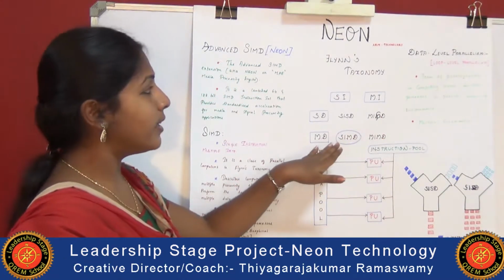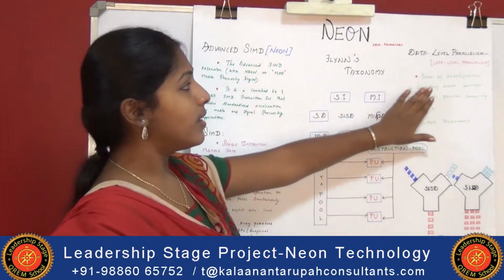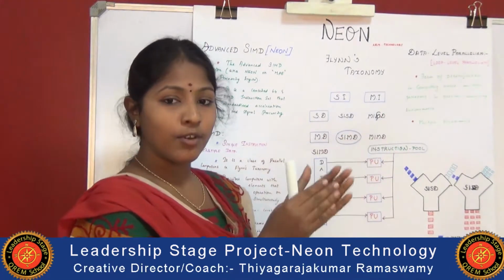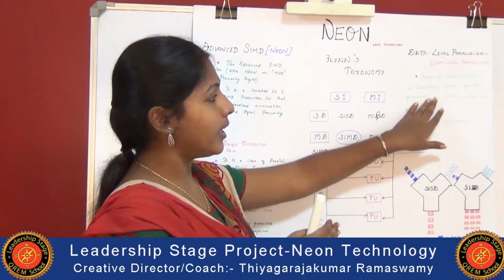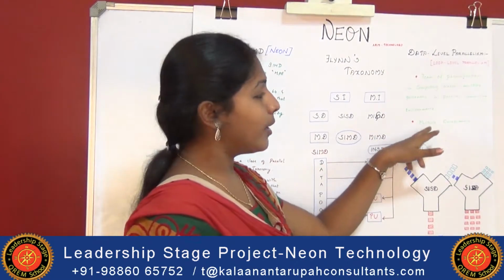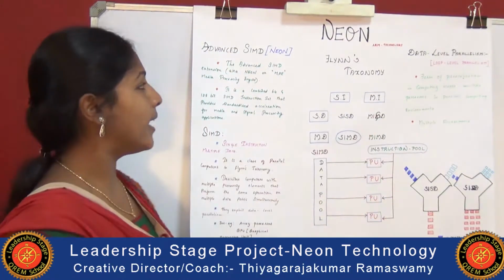So that is the main reason we go for parallelism when we are computing. The data level parallelism, also known as loop level parallelism, is a form of parallelization in computing across multiple processors in a parallel computing environment, so that it can provide multiple accesses when we are doing the same operations. This is data level parallelism.